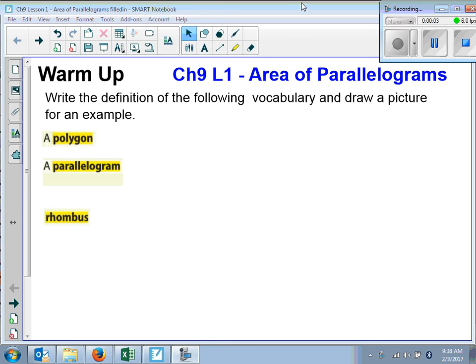All right, Chapter 9, Lesson 1 is Area of Parallelograms. Here we want to write the definition of the following vocabulary and draw a picture for an example.